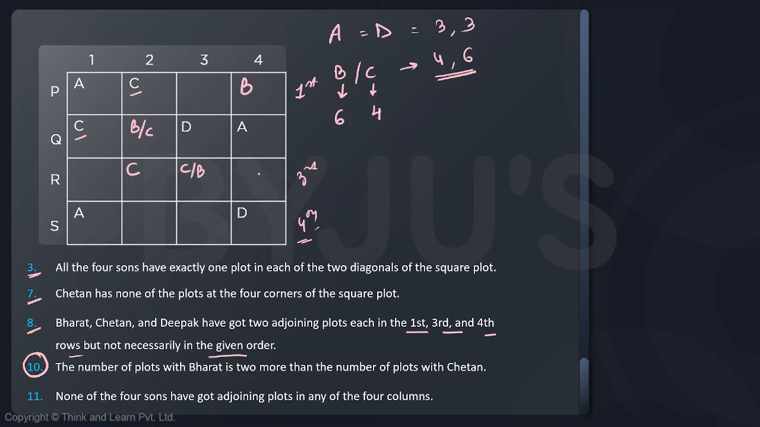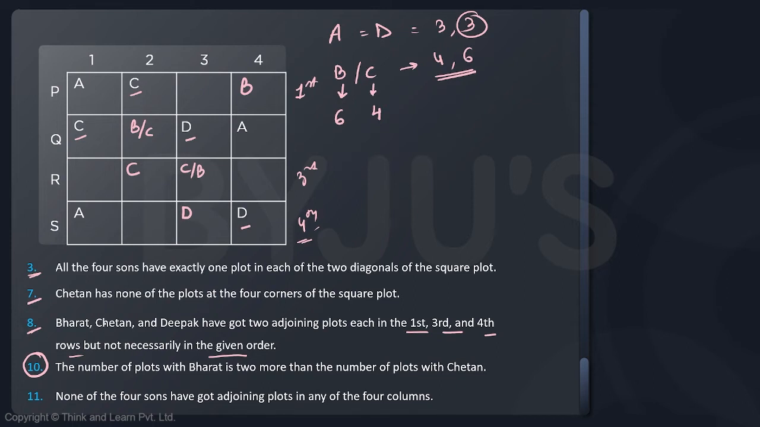Now, one thing is clear: in the first row, Deepak cannot have two adjoining plots. In the third row, Deepak cannot have two adjoining plots. If Deepak can have two adjoining plots, it can only be the fourth row. Moreover, Deepak has got three plots, out of which one is already here, one is already here. He is having only one more plot. That straight away means this plot is definitely with Deepak, so that he has two adjoining plots over there, right?